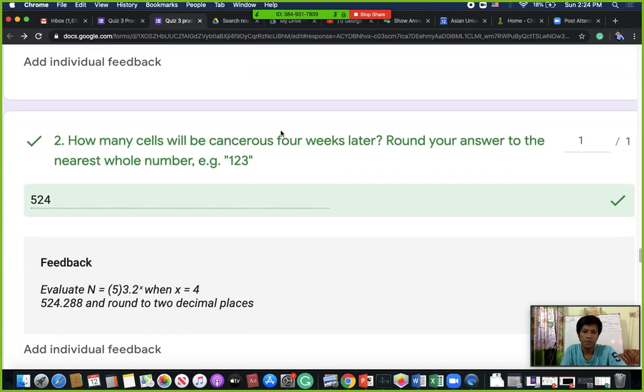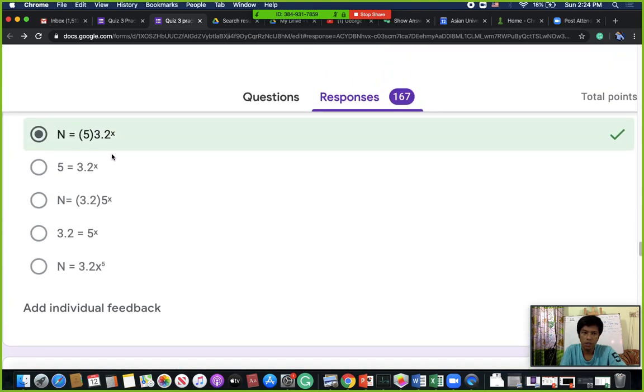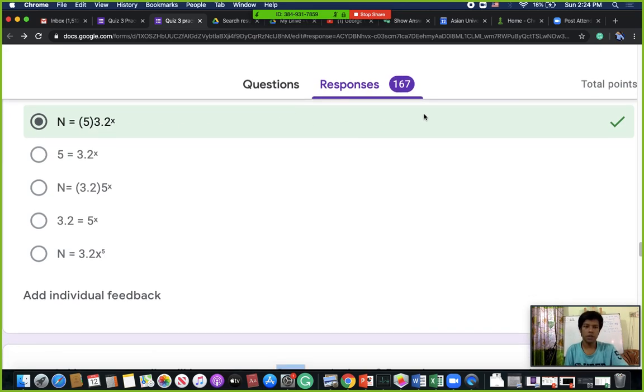Second question is, how many cells will be cancerous 4 weeks later? Round your answer to the nearest whole number. That means like 1, 2, 3, this kind of thing. That means now x equals 4. In the same function that we found here, we will put 4 and do the calculation. 5 into 3.2 to the power 4, what do we get?